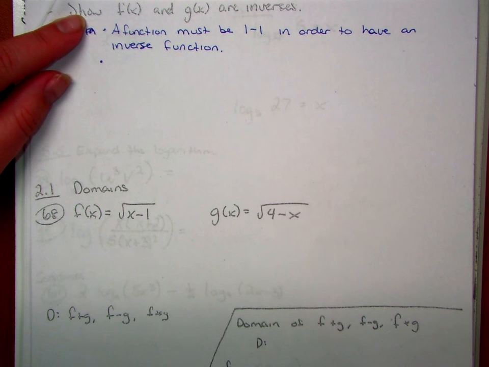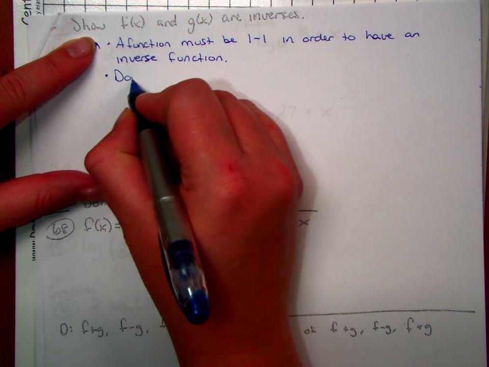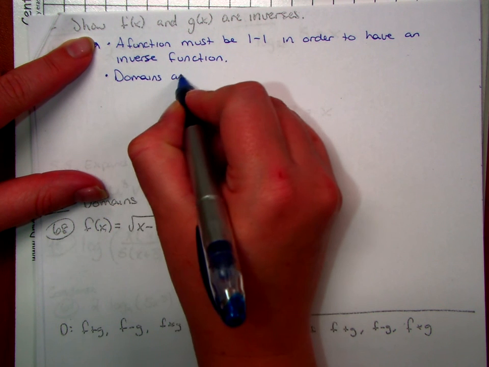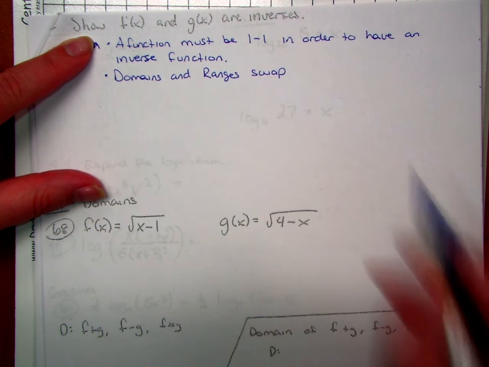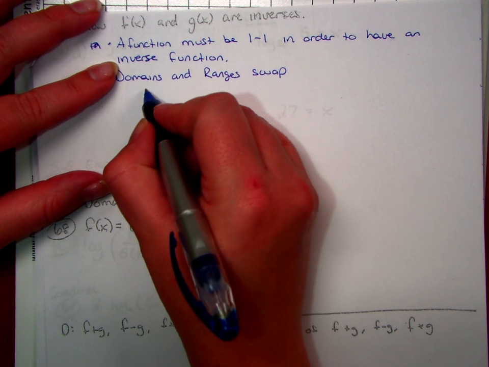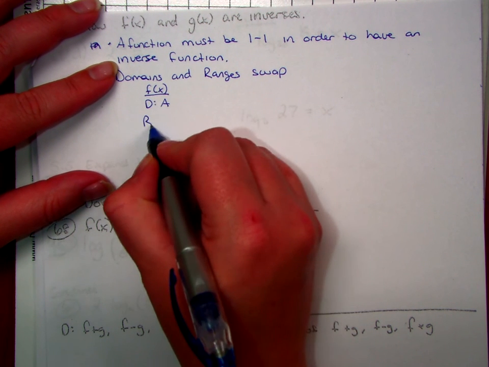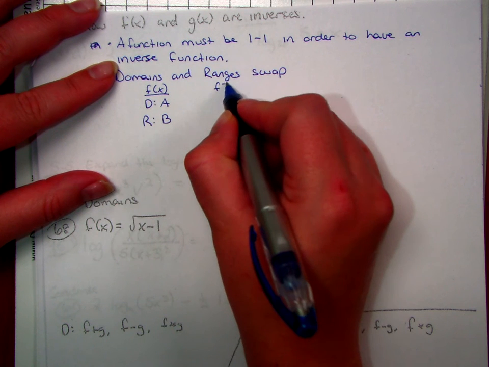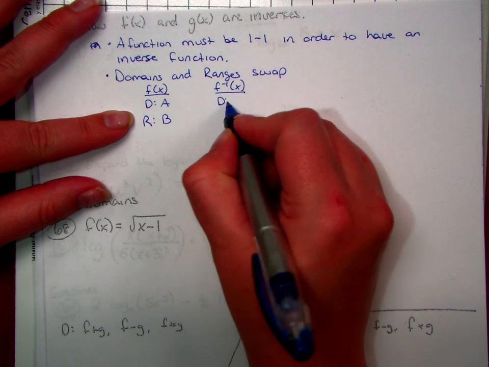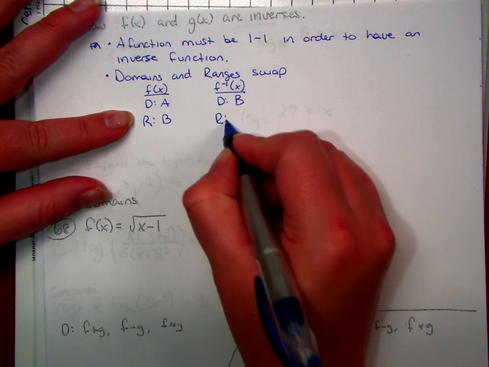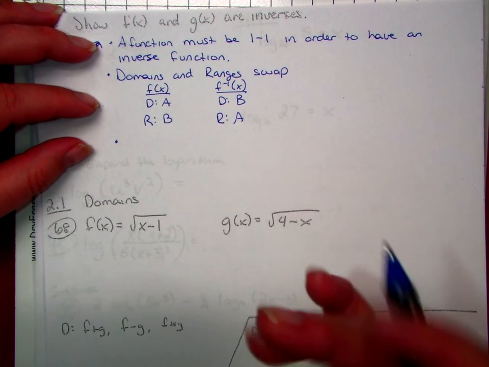So the next thing we talked about is that the domains and ranges swap. Right, so keep that in mind, right? That if we had f of x and it had domain set A and range set B, and then if we were to look at the inverse, right, the domains and ranges swap. So the inverse domain would be B and the inverse range would be A, right? Domains and ranges swap. Individual points swap.